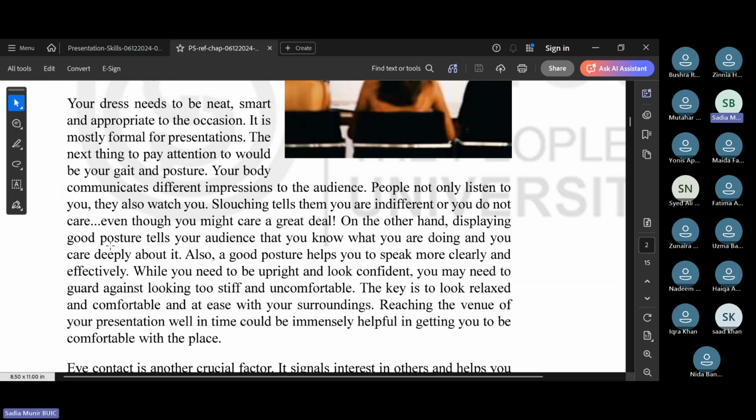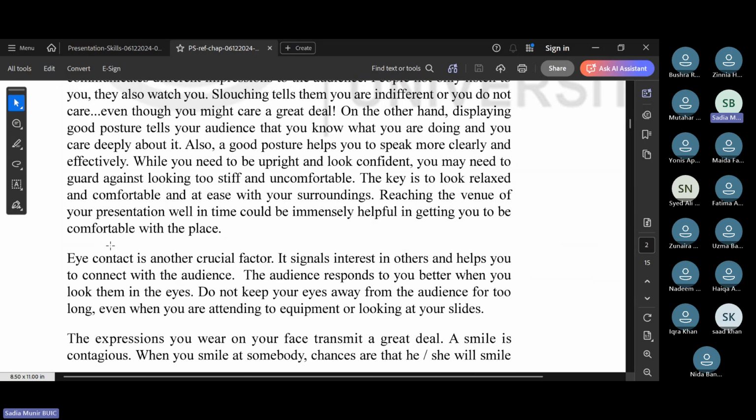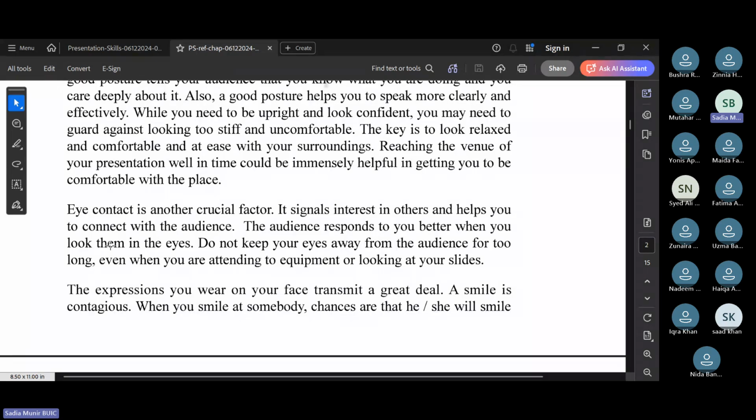Reaching the venue of your presentation in time could be immensely helpful in getting you comfortable with the place. Eye contact is another crucial factor. It signals that you are interested in the audience, and the audience also gets interested in you. So do not keep your eyes away from the audience. Do not shy away. Always make eye contact.